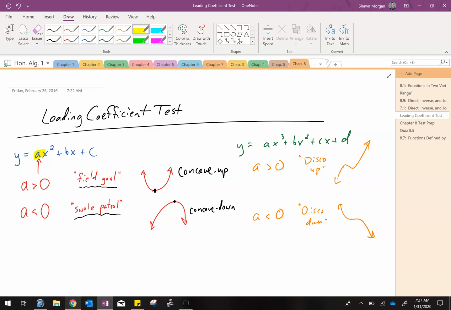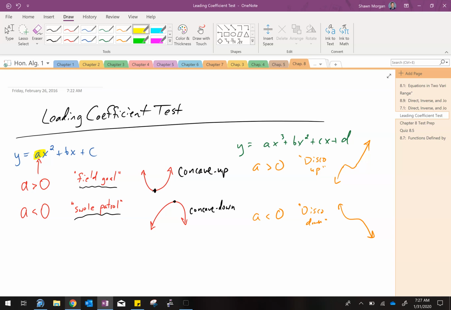That's a positive thing. And then if it's a negative leading coefficient, then I call it swole patrol. It's like if Alfred has been in the weight room, getting a little too big. You know, he's got his swole patrol working there. But swole patrol, or concave down, that's where the ends of the parabola are pointing down. You can think of a frowny face, okay? That's where it's concave down.